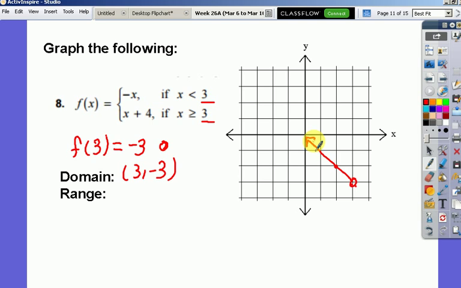Okay. Now we have to graph the other one. So find f of 3 again. What is f of 3 when you plug that in? 7. So 3, 7. Is that going to be open or closed? Closed. Yeah, it's going to be closed at 3, 7. So we're going to find 3, 7. 1, 2, 3, and then up 7, which is somewhere up here.